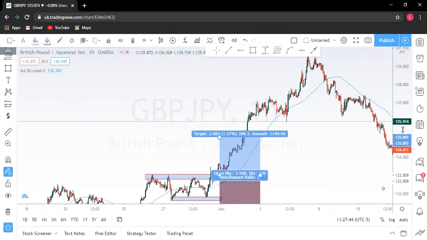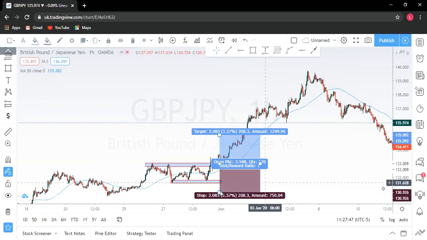Your stop loss is just a little pips, just a little pips below the candle.